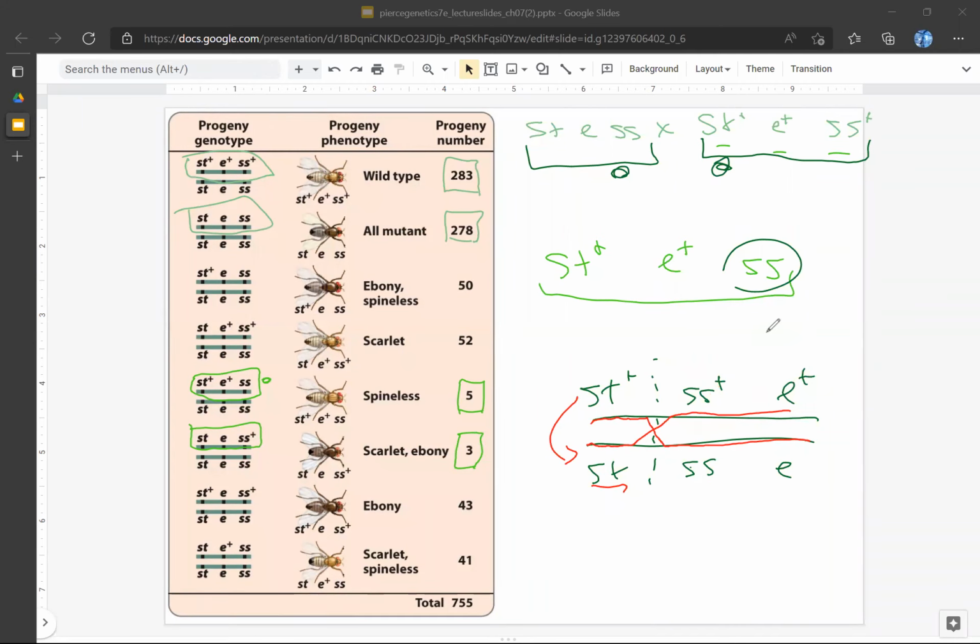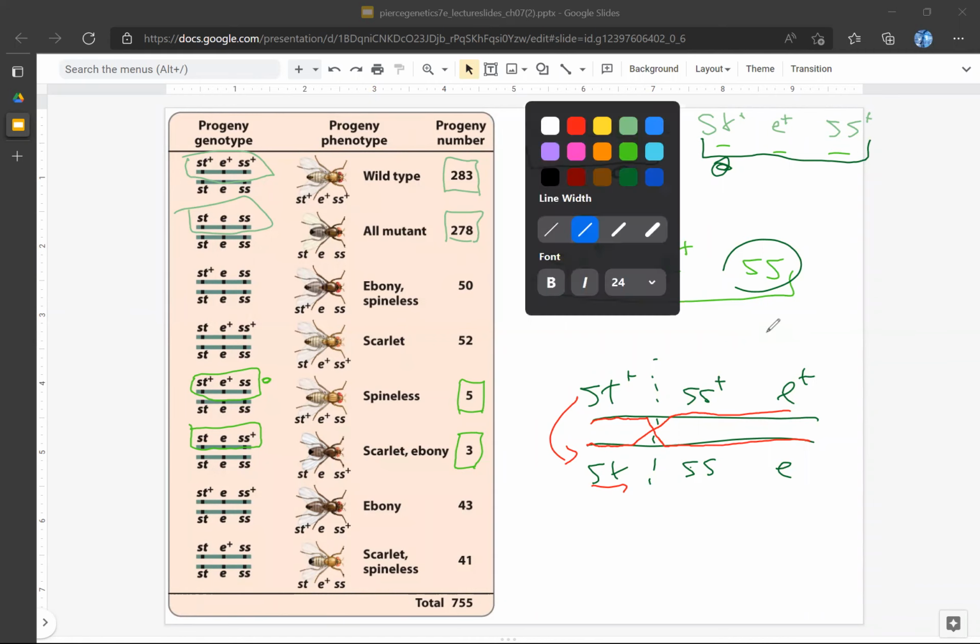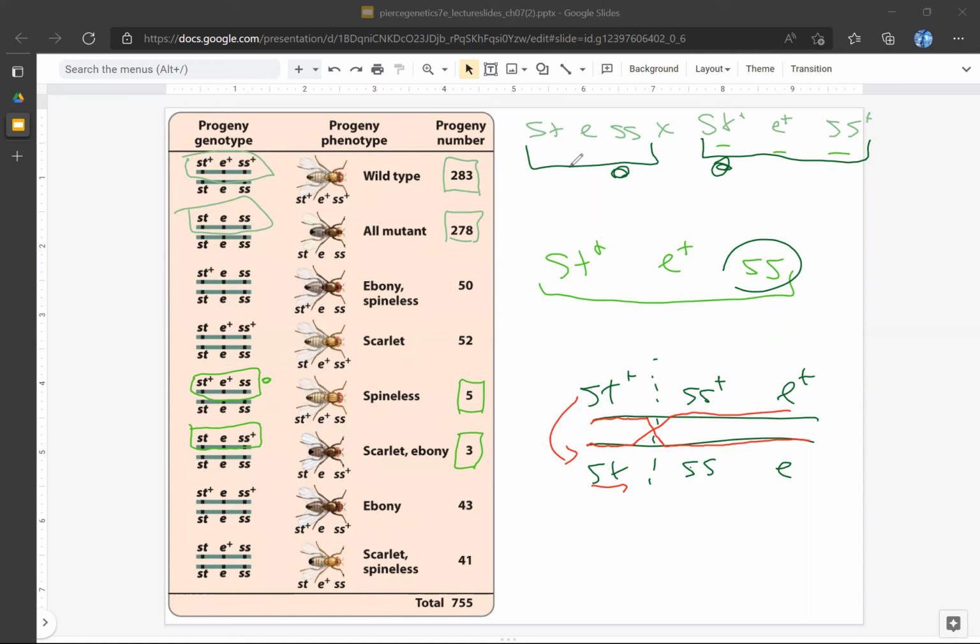But also, because of the double crossover, crossing over also happened at the other locus between the SS gene and the E gene. Crossing over happened. I'm going to use a different color that's more apparent.